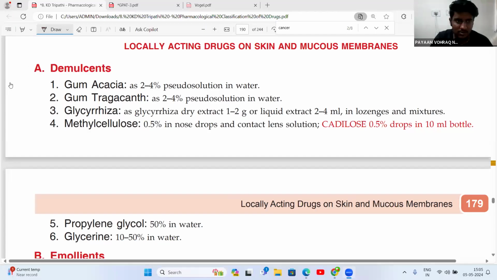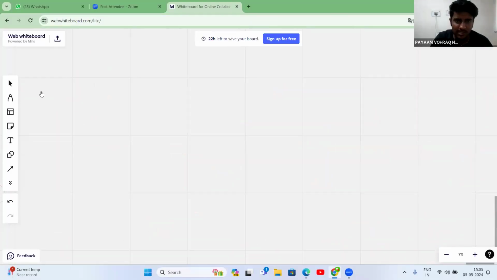Autocoids, want me to cover autocoids? Okay, so autocoids, I hope my screen is visible again. We have 5 minutes, we can. Okay. So histamine, prostaglandins, thromboxanes, leukotrienes.